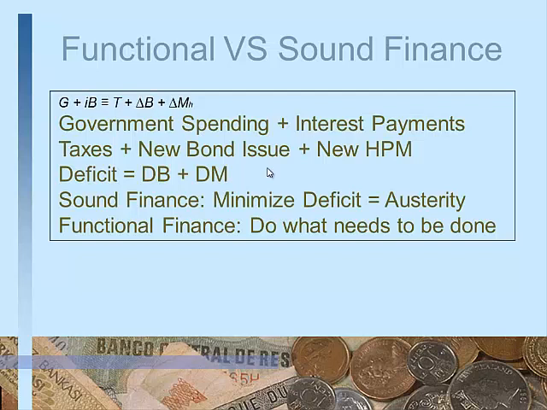So the principle of sound finance, which nearly all treasuries or ministries of finance follow, is that first we must raise money and then only we can spend it. That means that you have to have money in your account before you can write a check. This causes a huge amount of difficulty because it means that the treasury does not understand the purpose of taxation. So sound finance is that you should try to minimize the deficit, and this is also called sometimes austerity.